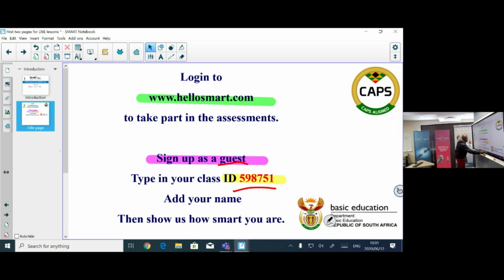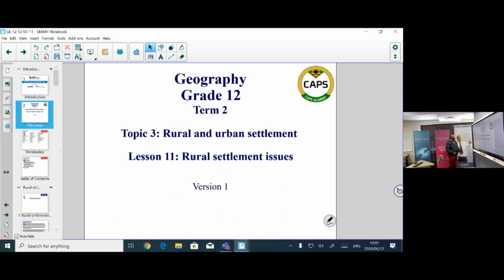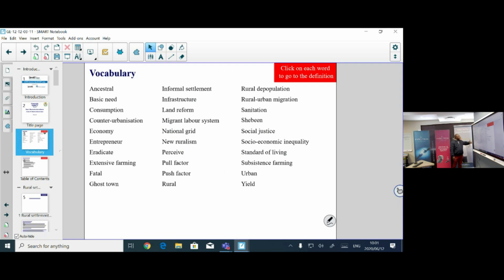Let's go ahead and look into the lesson of today without wasting time. So as I alluded to, we are looking at rural and urban settlements and rural and urban settlement issues. That's what we're focusing on. So let's go ahead and look at our vocabulary. This is the vocabulary that we're going to be looking at. I hope everyone here is actually seeing what is on the board. I want you to take note of these vocabularies and make sure that as we are going through the lesson, you understand the meanings of the vocabulary.